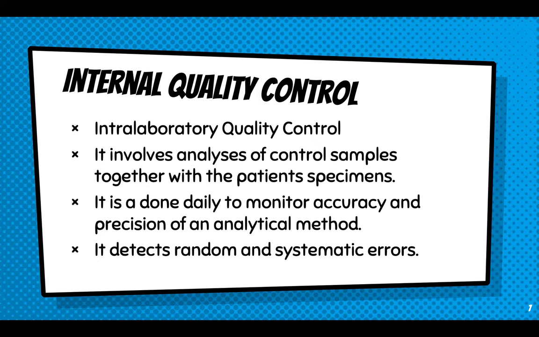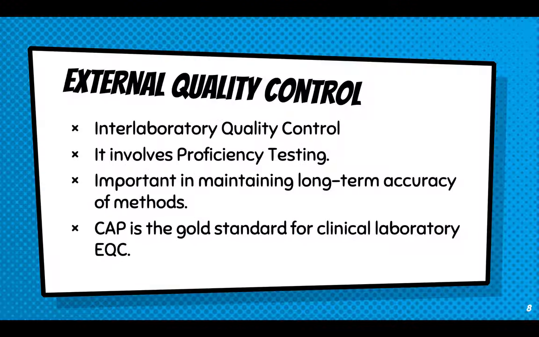Okay, so moving on now, we also have your external quality control. Your external quality control is also known as your interlaboratory quality control. Sir, how do we now differentiate external from internal? In a nutshell, your external quality control involves your proficiency testing. It is very important as well in maintaining long-term accuracy of your method. What happens during your external quality control is that a series of unknown samples are sent to your laboratory from the reference laboratory or an authorized program provider.